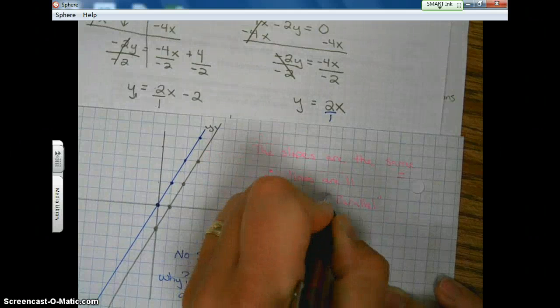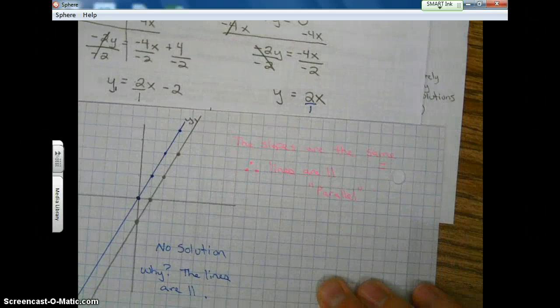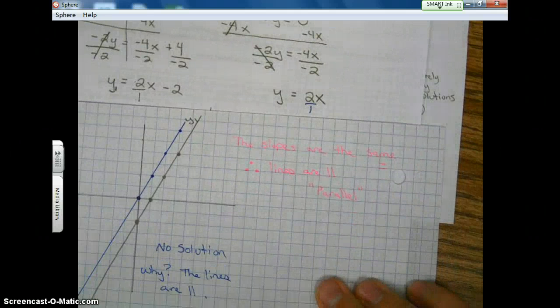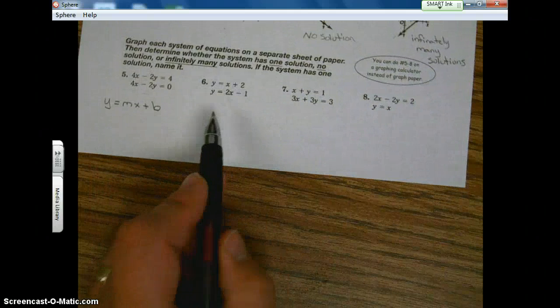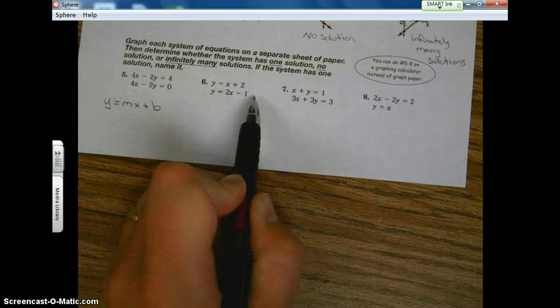Sorry for the light colored, I just wanted to change the color a little bit. Okay, so that's how you solve by graphing. So number 6 is real nice. It's already set up for us to graph.